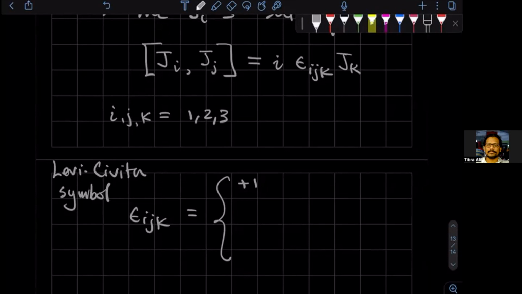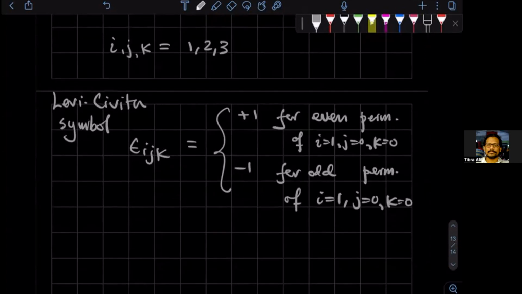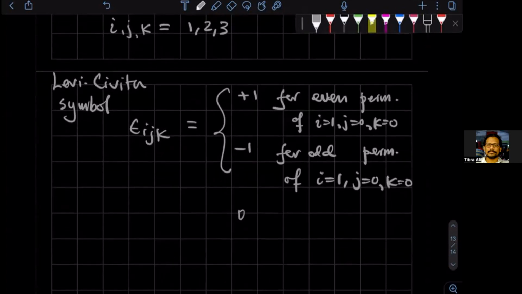So this is 1 for even permutations of i equals 1, j equals 2, k equals 3. Okay, so for example, let me just first give you the definition. And then it's -1 for odd permutations of i equals 1, j equals 2, k equals 3. And it's 0 otherwise.